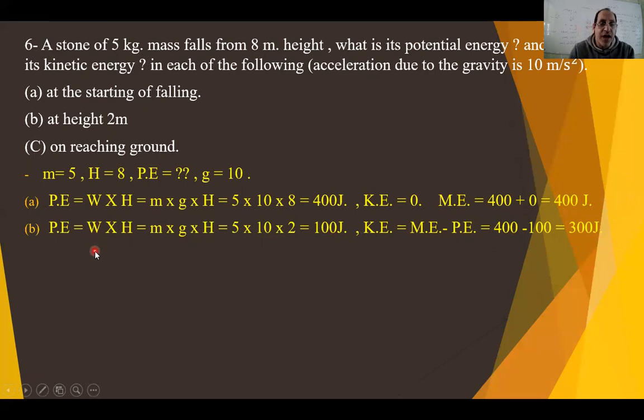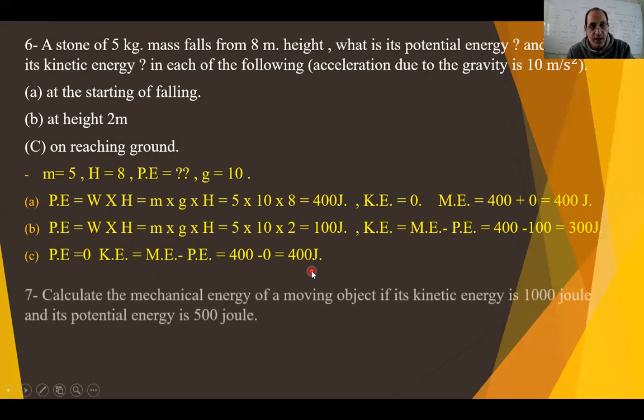طب on reaching the ground the height is 0. It means there is no potential. Potential equals 0. والميكانيكال كلها 400 يبقى كلها بقت ايه؟ kinetic. يعني الكاينيتيك هتساوي mechanical minus potential equal 400 joule.